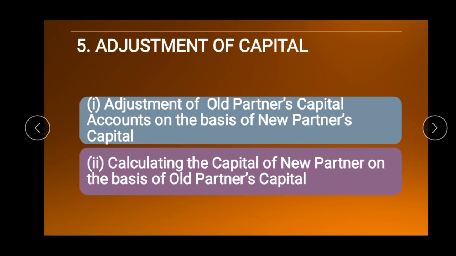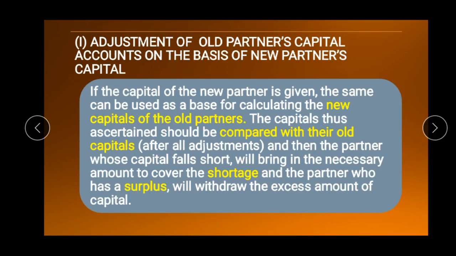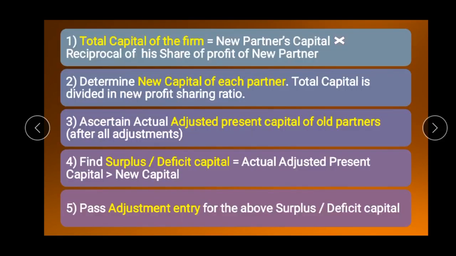So let us discuss first method, that is adjustment of old partners' capital accounts on the basis of new partners' capital. Because here in this method we have to adjust the old partners' capital on the basis of new partners' capital, so we will start in the first step from the new partner's capital. Here new partner's capital is multiplied with his reciprocal share of profit to get the total capital of firm.